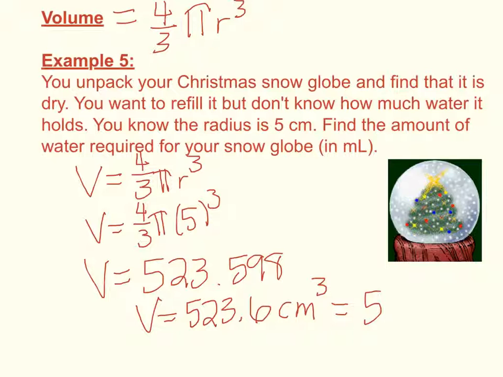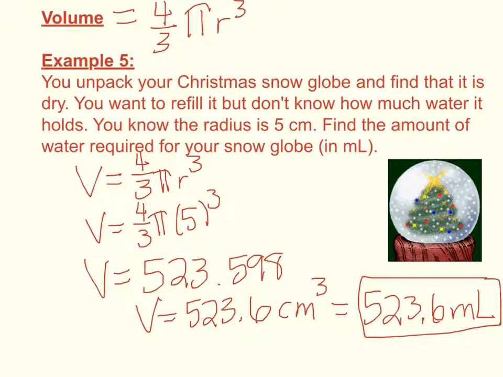I just have to write 523.6. All I have to do is change the units to milliliters. So that's almost a half a liter when you think about it, because there's 1,000 milliliters in a liter. Almost a half a liter is going to go into that snow globe. That's a pretty good sized snow globe.